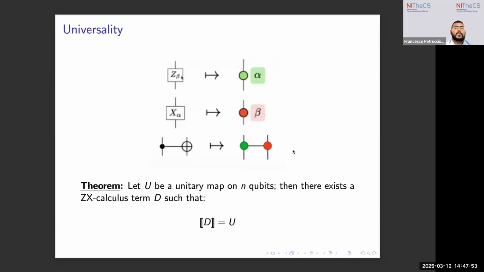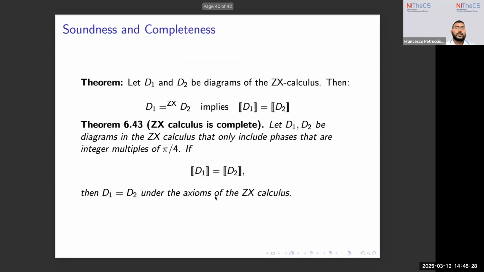And because we know that rotation about the Z axis, controlled NOT, and Hadamard gates are a universal set of gates for quantum computing, and Hadamard gates can be formed from the top two gates here, we know that for any unitary map on n qubits, we can form a ZX calculus diagram such that the interpretation of the diagram in matrix form is our unitary map that we started with. So ZX calculus is also sound.